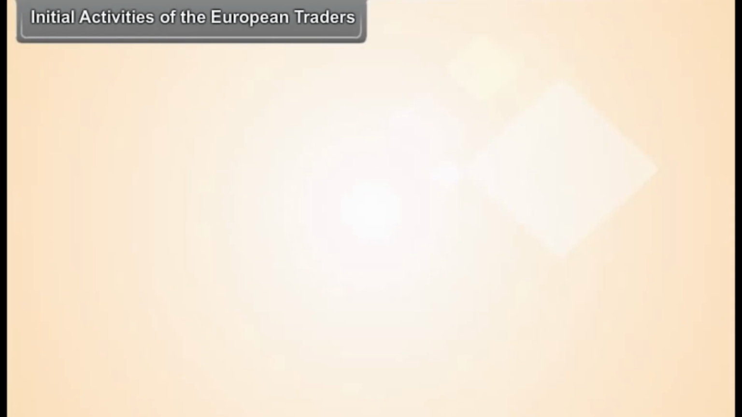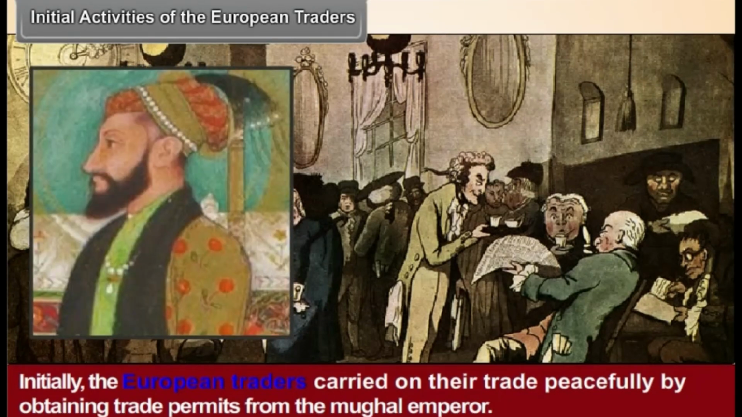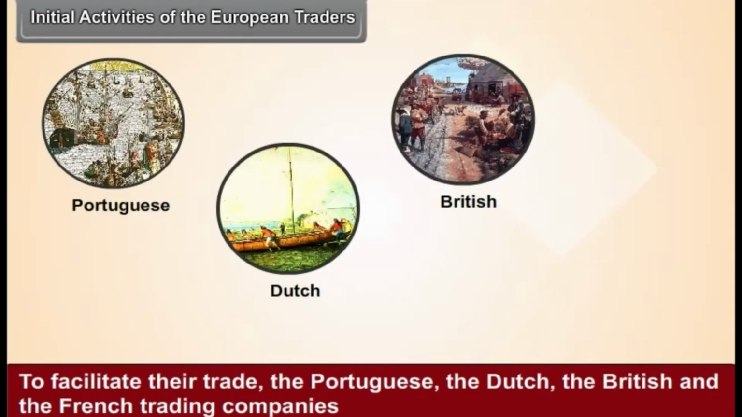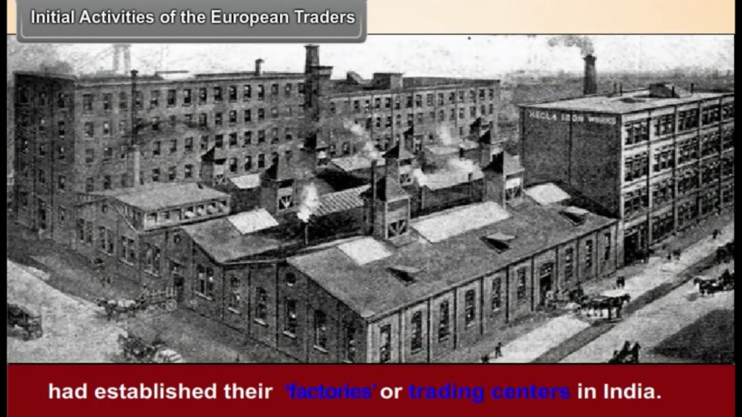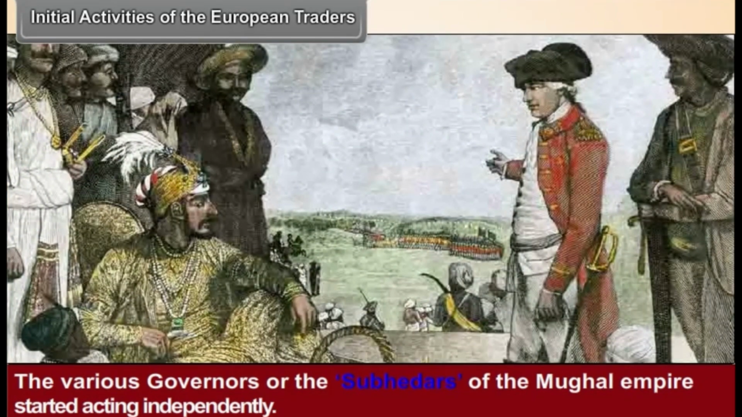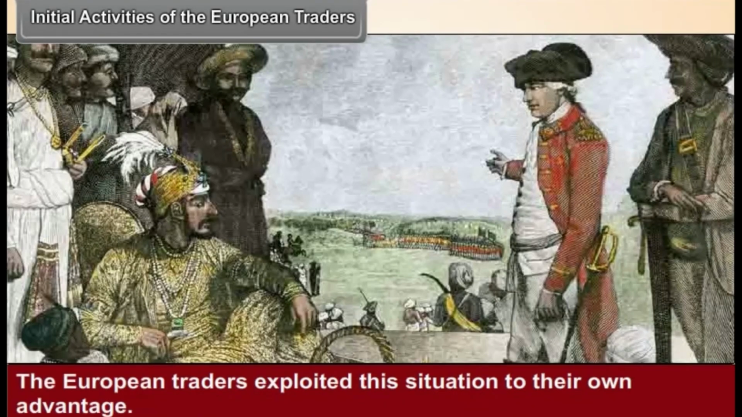Initial activities of the European traders. Initially, the European traders carried on their trade peacefully by obtaining trade permits from the Mughal emperor. To facilitate their trade, the Portuguese, the Dutch, the British and the French trading companies had established their factories or trading centers in India. After the death of the Emperor Aurangzeb, the Mughal power began to decline. The various governors or the subedars of the Mughal Empire started acting independently. This led to political instability in the country. The European traders exploited this situation to their own advantage.